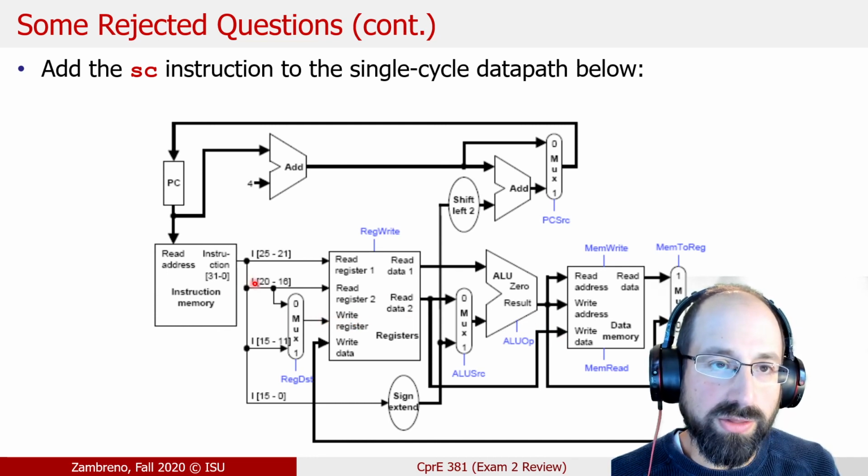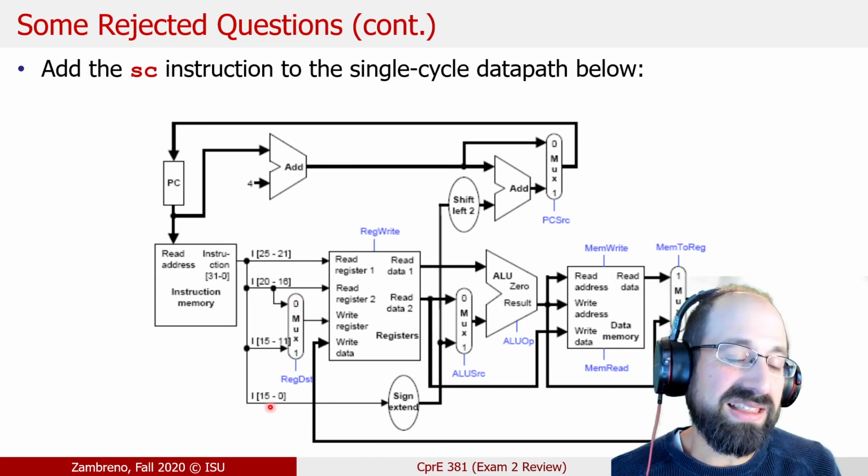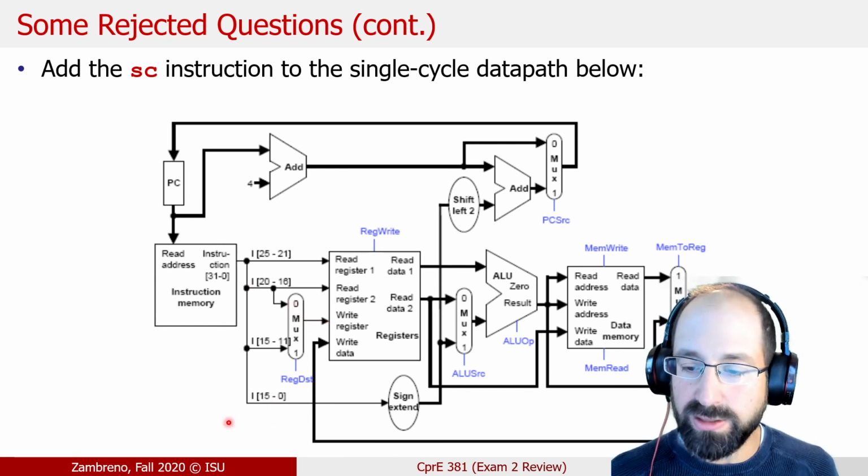It would have to be that RT field, right? Because we're using the entire immediate field. So the register destination would certainly be 0 for it. And then it was just to take the immediate value and store that directly into the register file.